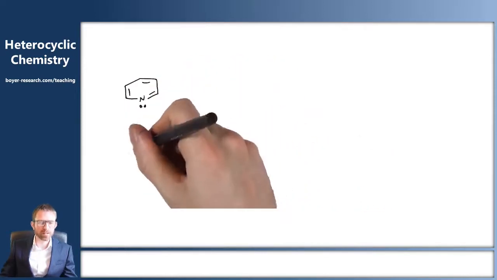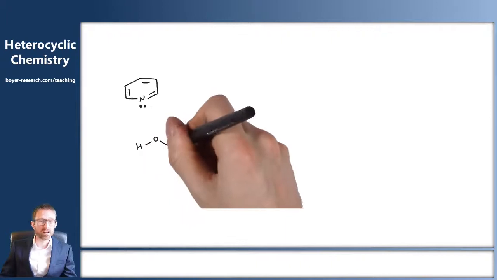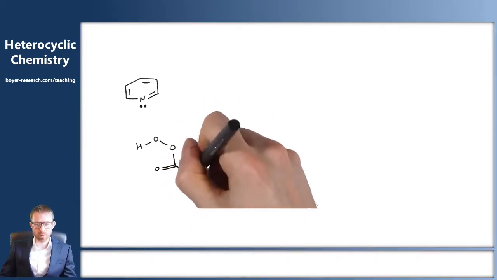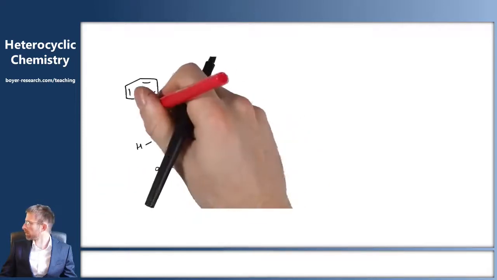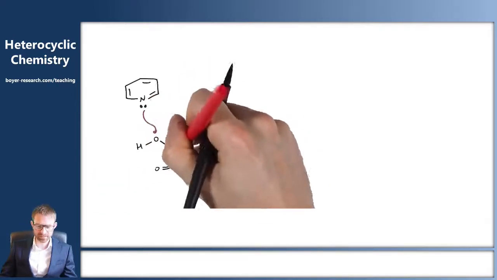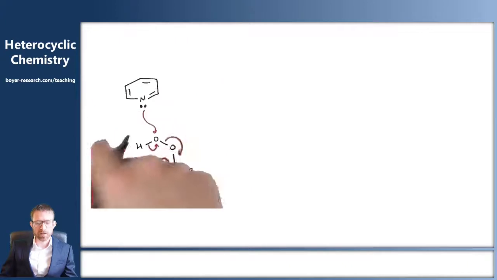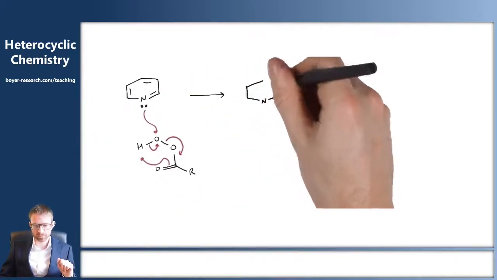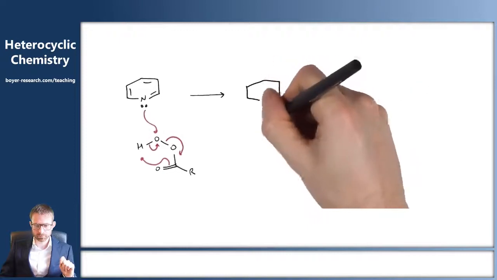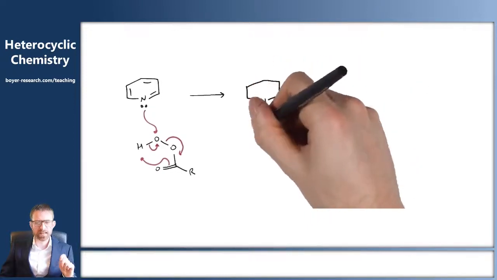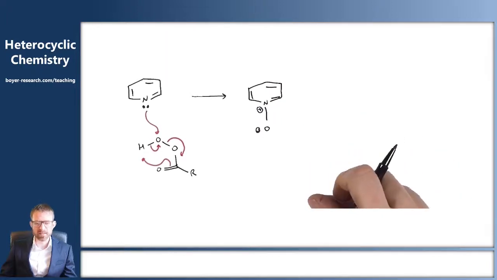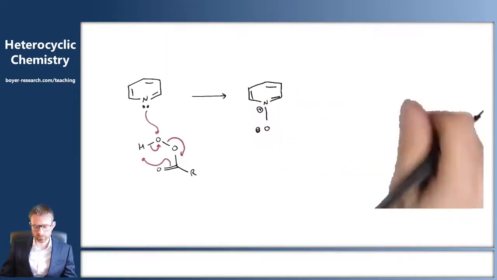So our most nucleophilic part is the lone pair. That lone pair isn't in the aromatic system. It's in an sp2 orbital. So it can break the weak oxygen-oxygen bond in MCPBA. And that gives us the new nitrogen-oxygen bond with a negative charge on the oxygen and the positive charge on the nitrogen.